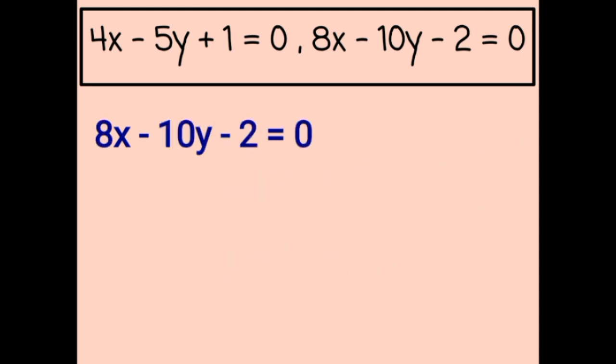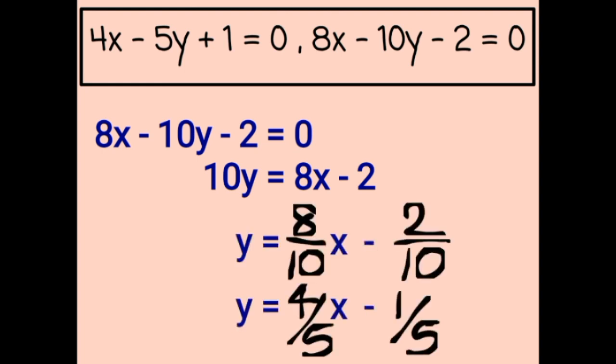8x minus 10y minus 2 equals 0. Rearranging this in the form y equals mx plus c gives us 10y equals 8x minus 2. y equals 8 over 10x minus 2 over 10. Then y equals 4 over 5x minus 1 over 5. The gradient of this line is 4 over 5, and hence the lines 4x minus 5y plus 1 equals 0 and 8x minus 10y minus 2 equals 0 are parallel to each other.